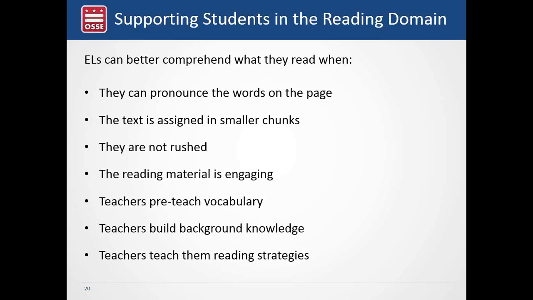Students should not be rushed, and that's why we have an accommodation on the Part 2 of the Aussie Test Accommodations Manual for English learners. One of the accommodations is extended time. Reading material does need to be engaging. And that's true for all readers.